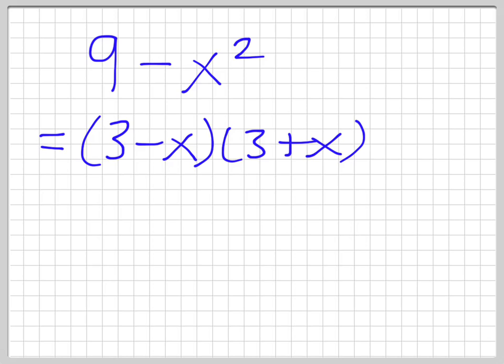So that's difference of squares in a nutshell, guys. Hopefully you'll be able to apply this in some of your upper level algebra skills and wherever you need it. It comes in handy when you're doing pre-calculus.